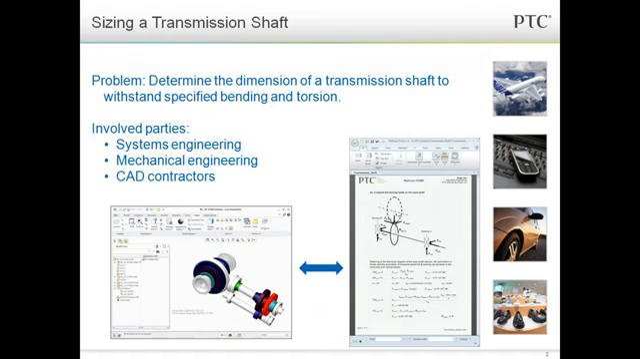For this example, let's say I'm a systems engineer at a car company. In my current project, I am working with the mechanical engineers on the transmission team and also some outside contractors who are doing the CAD and drafting work. The contractors have come up with an assembly in Creo Parametric of the power transmission shaft. The mechanical engineers are performing calculations in Mathcad to ensure that the transmission can deliver the specified power without bending or shearing.